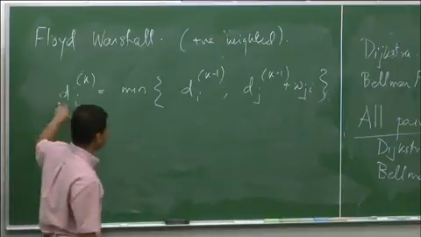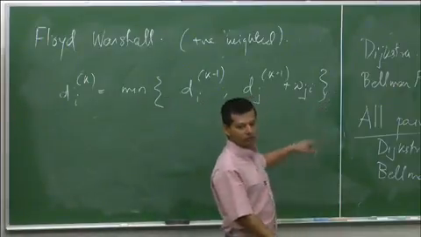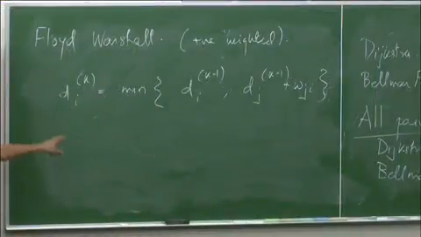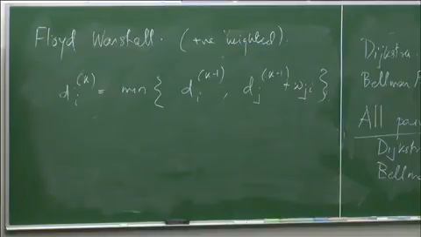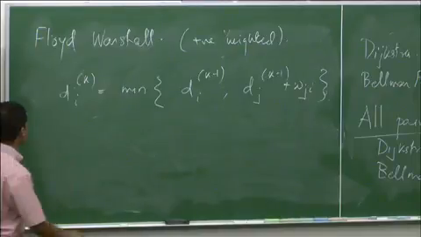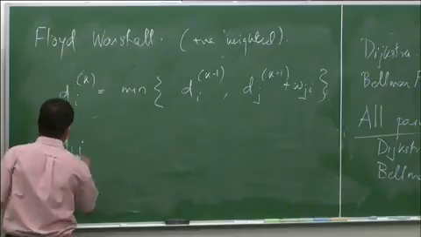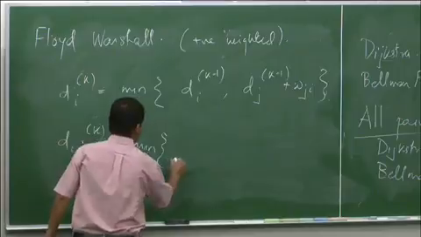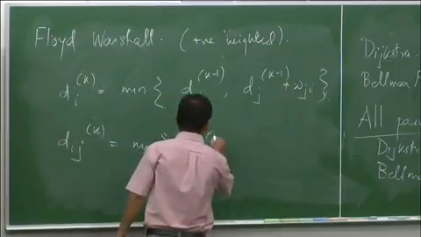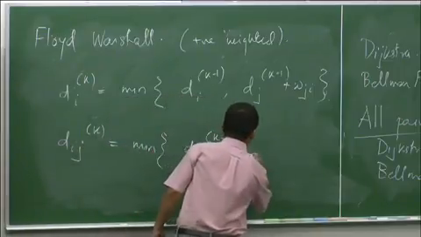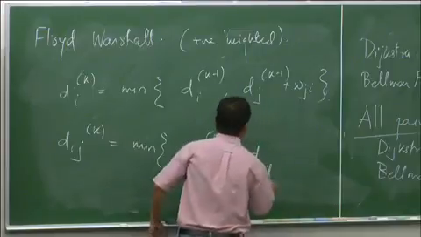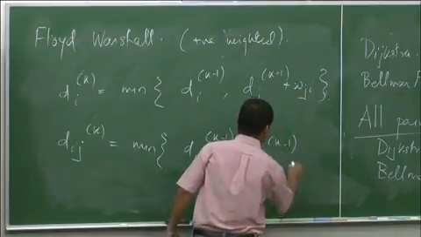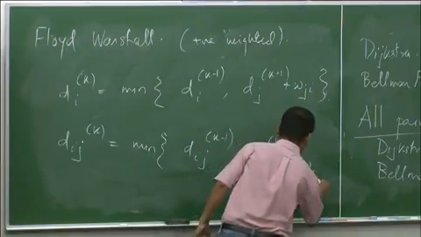If I were to take this formulation, which is for the single source shortest path, and try to throw in all pair shortest path, I would just change the indices. Okay. So, my corresponding solution would be i to j of length k is the minimum of d i to j of length k minus 1, d i to L of k minus 1 plus L to j.